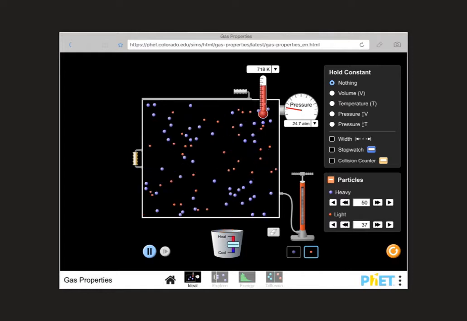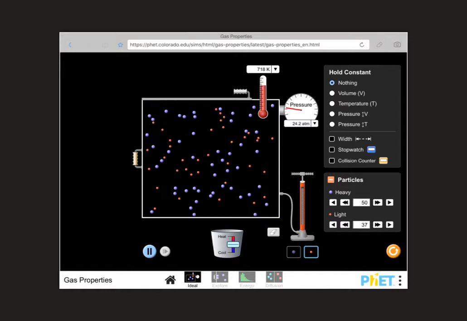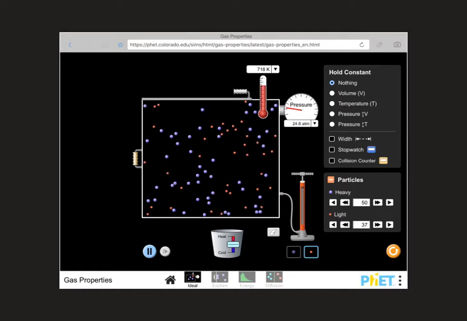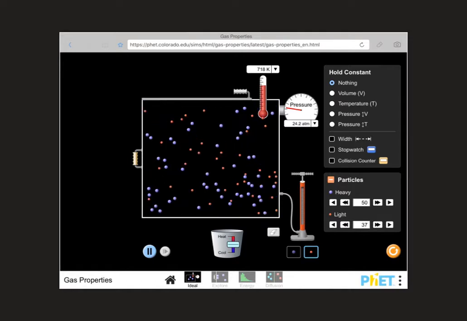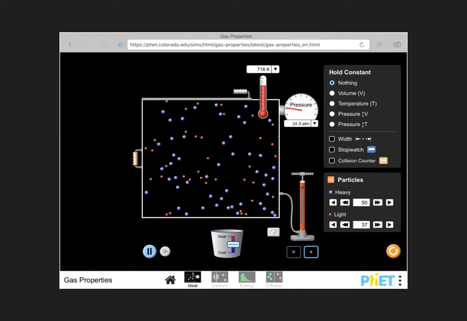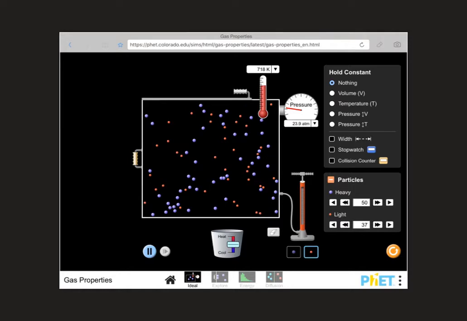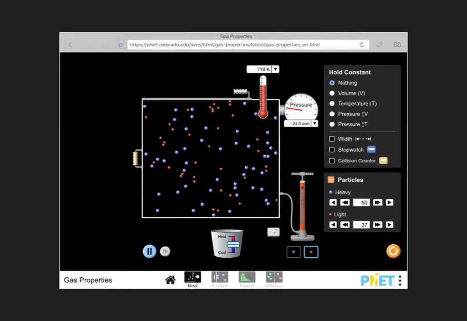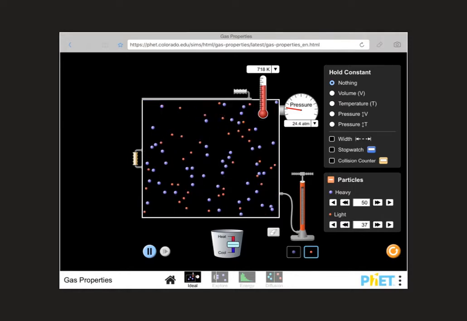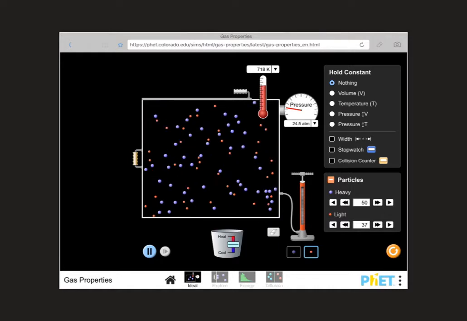The molecules are also moving faster. Again, it may be a little bit difficult for you to see. That's just a general PV equals nRT. You can adjust a bunch of things and hold things constant if you want. Right now, nothing is held constant, but if we held the temperature constant, we could do the individual gas laws. Okay, so this is gas properties.